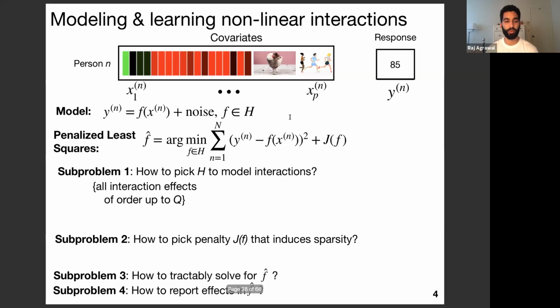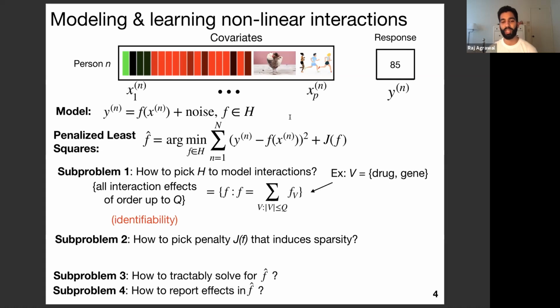For the first problem, the way we address this is we look at all interaction effects of order up to Q. Mathematically, that says that we're going to look at all functions f that can be written as a sum of lower order effects f_v, where f_v depends on at most Q covariates. We already saw an example of this before, where v was a two-way interaction between drug and gene. But an immediate issue with this formulation is identifiability. You could add and subtract a non-zero constant to any of these components and still have the same expansion f.